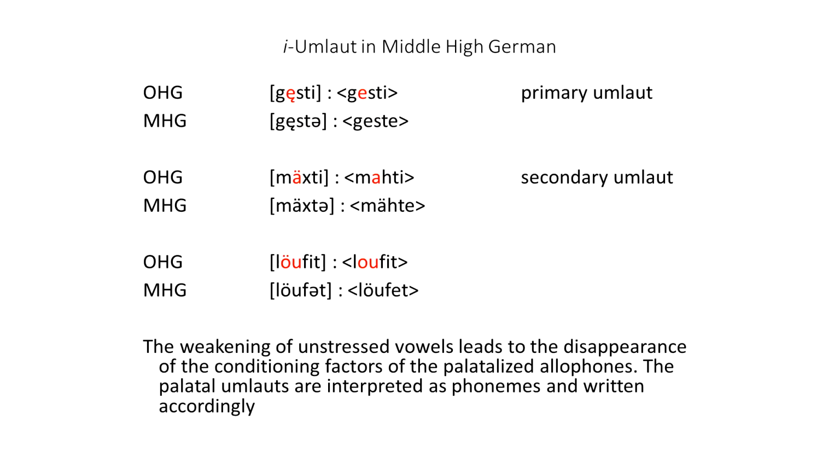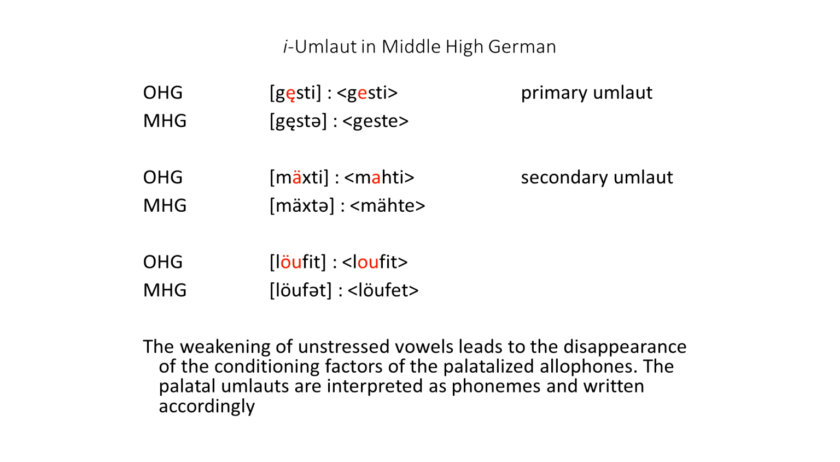What does change in relation to Middle High German is the status of these latter palatalization products on the one hand, and their spelling on the other. In Old High German, the palatalized allophones of u, o, and a and their combinations did not have to be marked graphically, because the I which caused the umlaut followed. This changes in Middle High German, as the weakening of unstressed vowels leads to the disappearance of the conditioning factors of the palatalized allophones. As a result, the palatal umlauts are reinterpreted as phonemes and written accordingly.